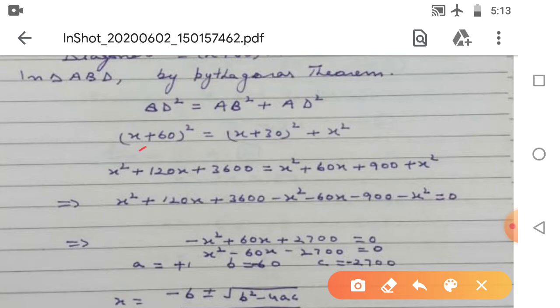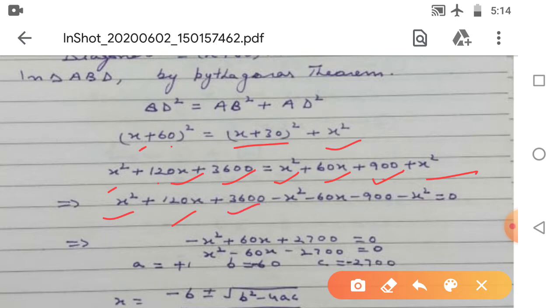So, here x square, then 2ab, that is 2 into 60 into x, is 120x, and 60 square is 3600. And on the right hand side we have (x plus 30) whole square. So, x square plus 2ab, that is 2 into 30 into x, is 60x, and 30 square is 900, and this x square is as it is, clear. Now, x square plus 120x plus 3600.